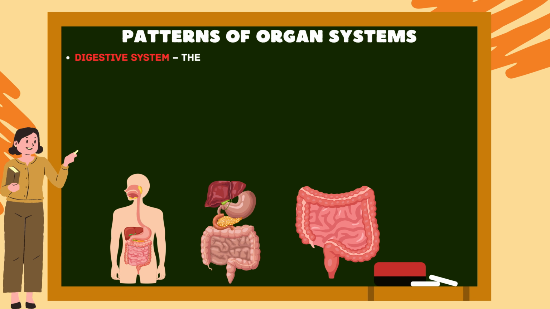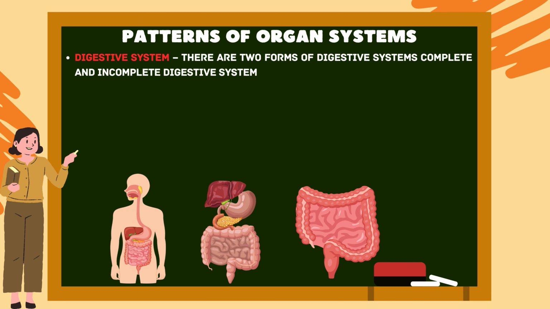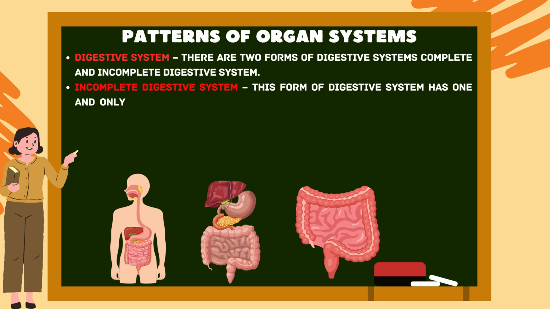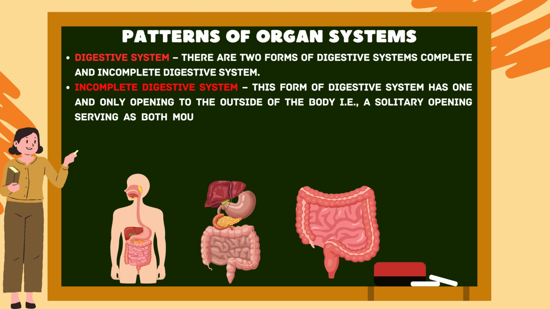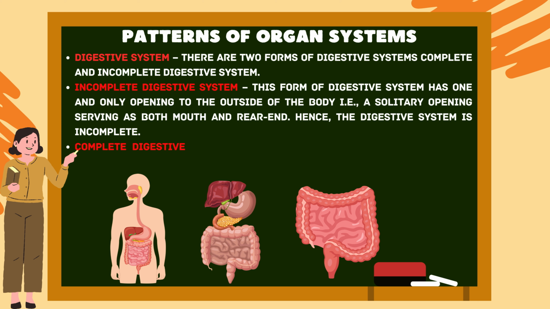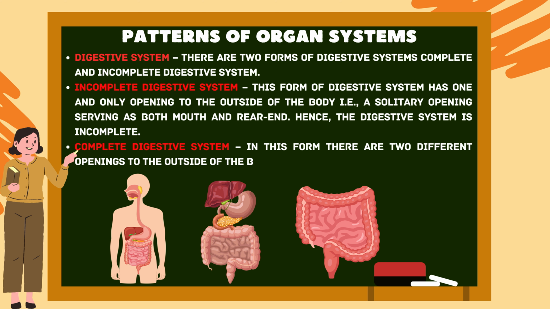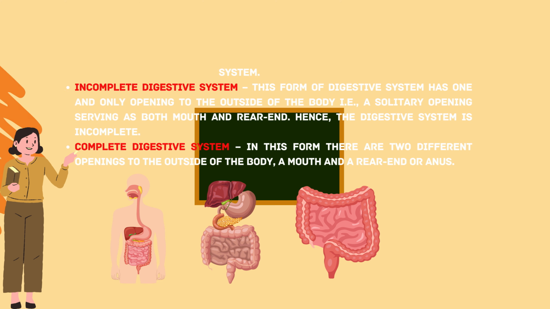Patterns of organ systems. Digestive system. There are two forms of digestive system: complete and incomplete. Incomplete digestive system. This form of digestive system has one and only opening to the outside of the body, a solitary opening serving as both mouth and rear end. Hence the digestive system is incomplete. Complete digestive system. In this form, there are two different openings to the outside of the body, a mouth and a rear end or anus.